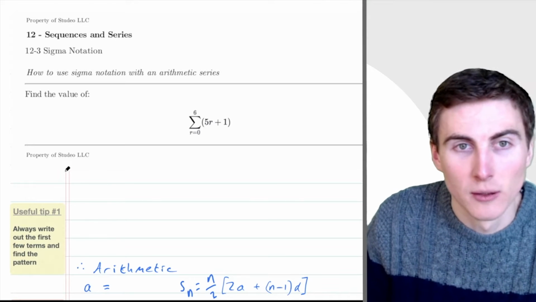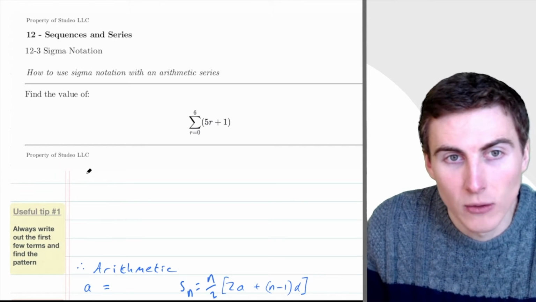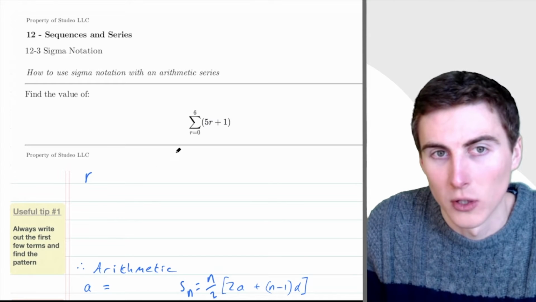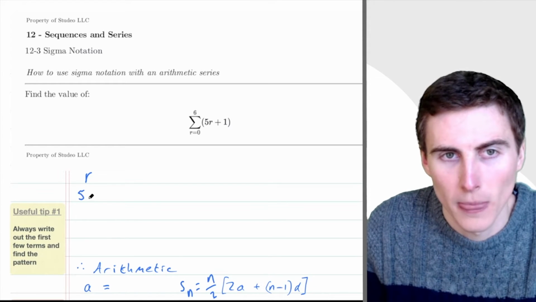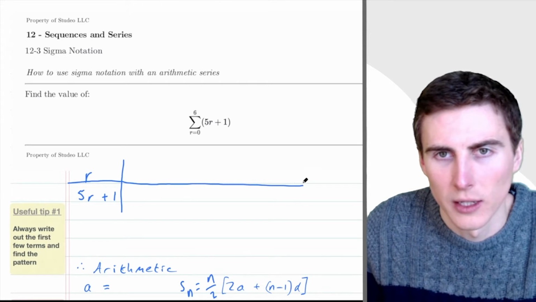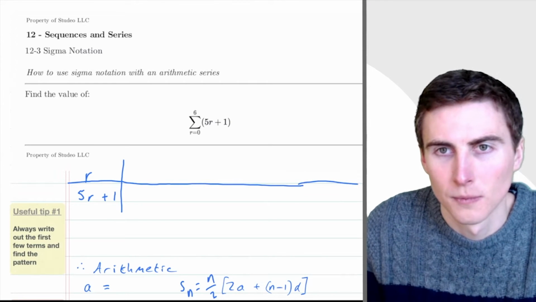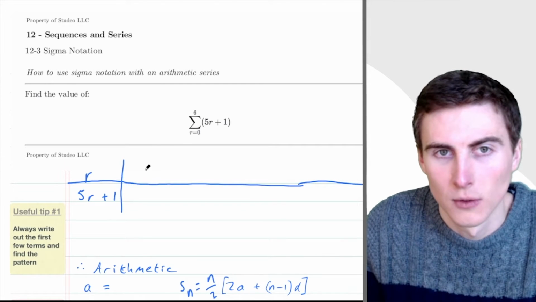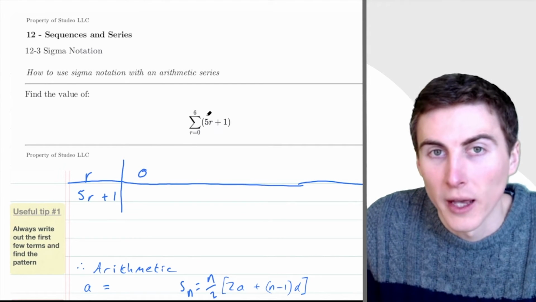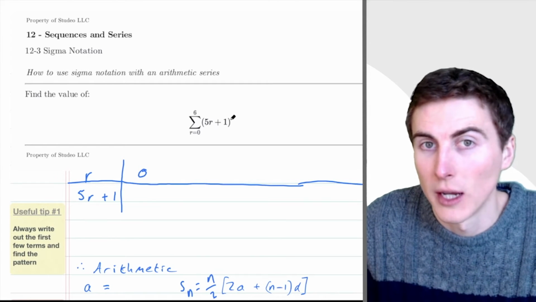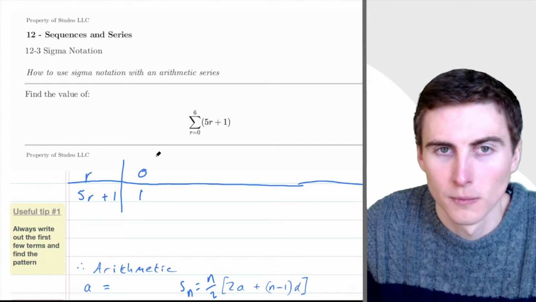So if we do that here, we've got our values of R, and we've got the values of 5R plus 1. Let's just do that like this. So R starts off at 0. And then for 5R plus 1, we do 5 times 0, which is 0. Add 1, that's just 1.